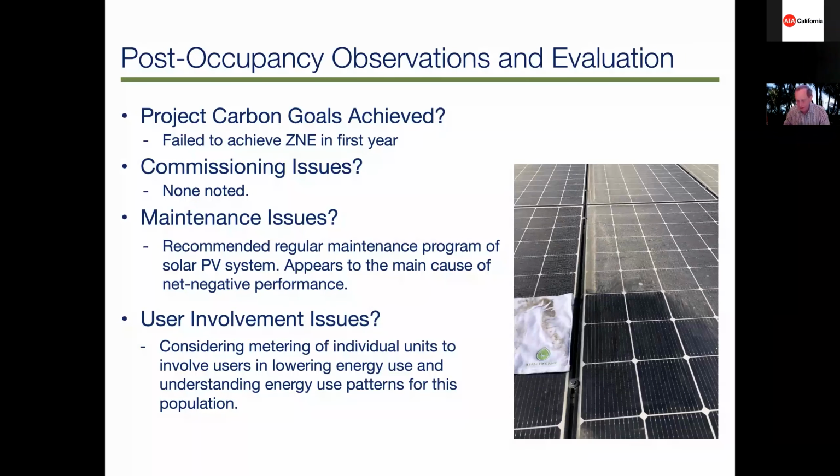So in general, it's remarkable that this project achieved near ZNE, or is expected to be ZNE now. And it is very inexpensive construction. It's in an urban area. All the solar is available on the site. They have a budget for adding batteries later on. There are no batteries right now. So I consider this project a great success for the client and for the design team.